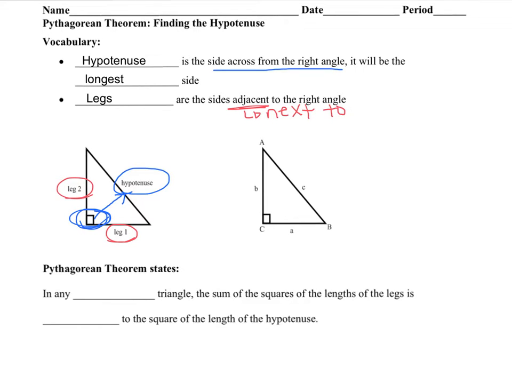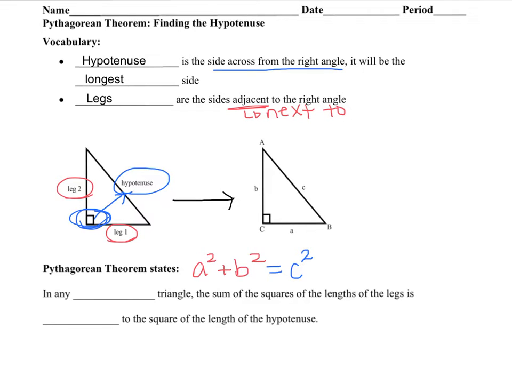So now if we move over to the triangle to the right side, you notice we labeled our sides A, B, and C. And what the Pythagorean Theorem states, and this is a very important theorem that you need to know throughout the year, is A squared plus B squared equals C squared.